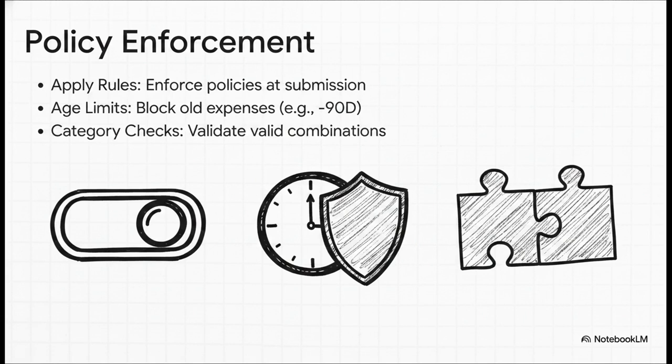You're also going to want to set your retroactive date limits. So typing in -90D means employees simply cannot submit expenses that are older than 90 days. Pretty standard. Also, toggling Check Category Usage makes sure your users are actually picking valid category and subcategory combinations.